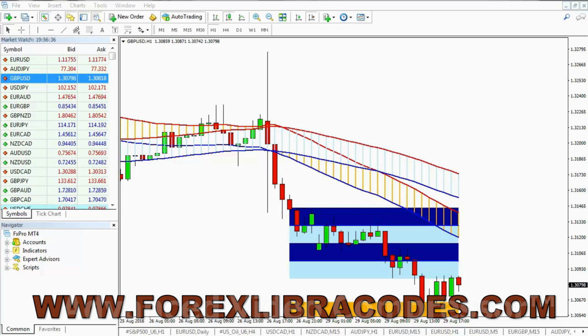Suggestion, don't take trades with massive stop loss. It doesn't make any sense to go and sell on 1 hour chart with 200 pip stop loss. It doesn't make any sense. Stop loss should be reasonable, okay? And that's what you have to follow.